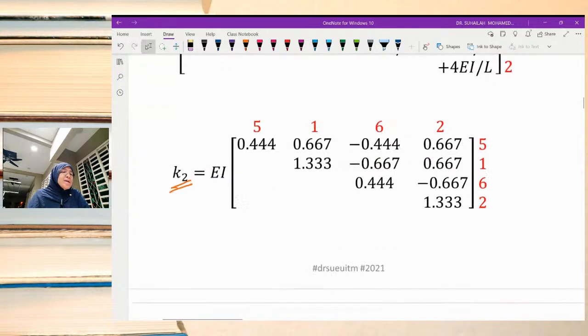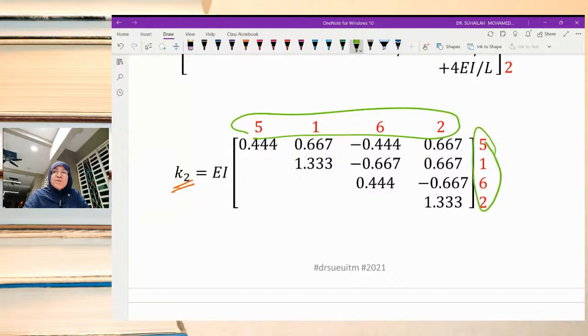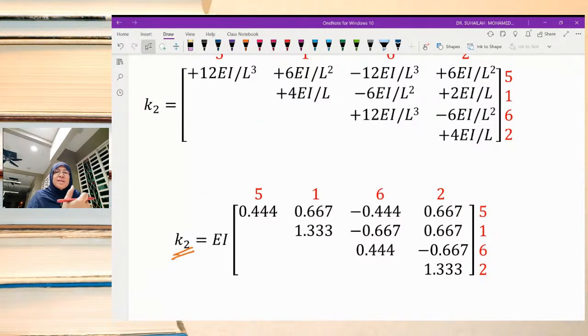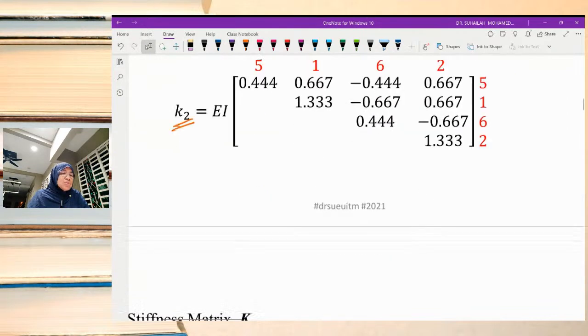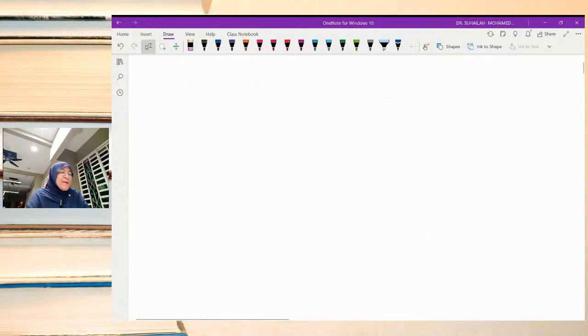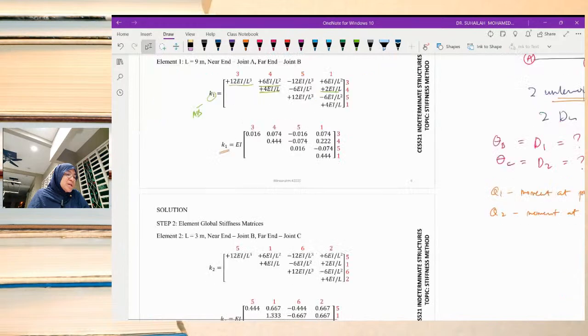Anyway, this label always refers to how you label the diagram. It depends on you. Then we have to combine K1 and K2 to produce the structure stiffness matrix.